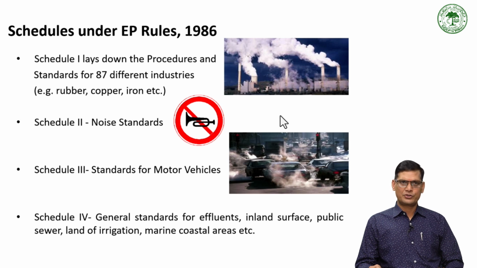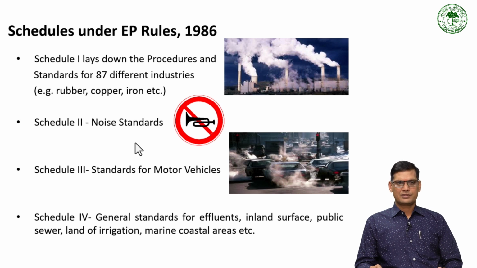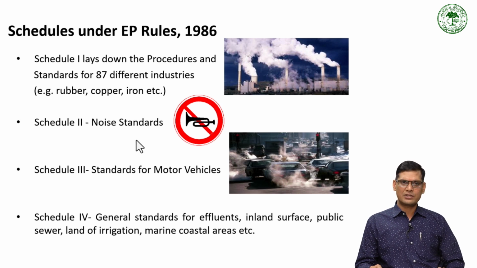There are schedules under the Environmental Protection Rules 1986. Schedule 1 lays down the procedures and standards for 87 different industries, for example rubber, copper, iron and cement factories. Schedule 2 lays down the standards for noise. Schedule 3 talks about the standards for motor vehicles. Schedule 4 talks about the general standards for effluents, inland surface, public sewer, land for irrigation, marine coastal areas, etc.